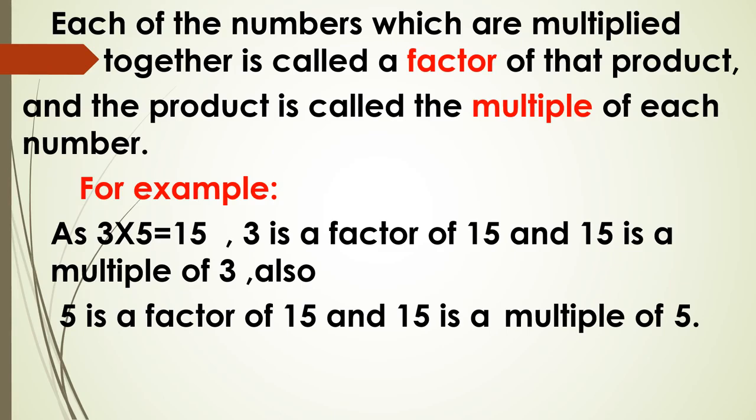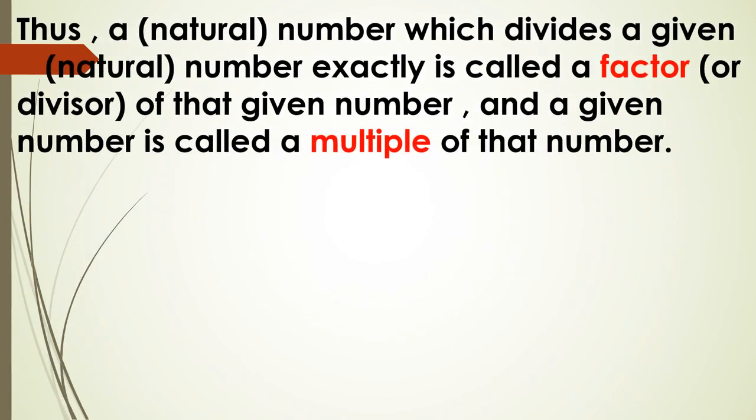So thus, a natural number which divides a given number exactly is called a factor. A number which divides the given number exactly is called a factor of that given number, and that given number is called a multiple of the other numbers.